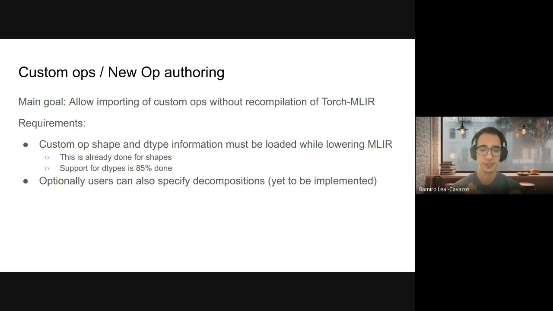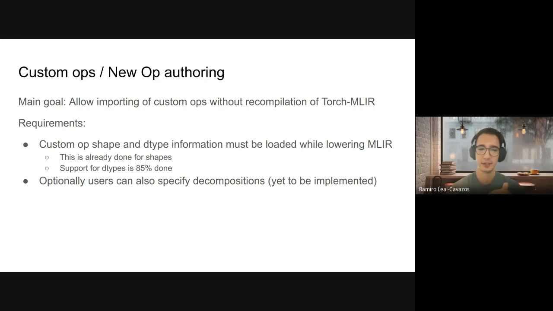And so for shapes, this is already implemented. Some people who have added support for ops have had to add shape functions, and so know a little bit about how that works. But essentially, we have this Python script that turns your shape function into an MLIR snippet. And then when you're lowering down your code to the backend contract, that snippet gets imported into the MLIR, and then it gets analyzed and simplified until we have a final shape.